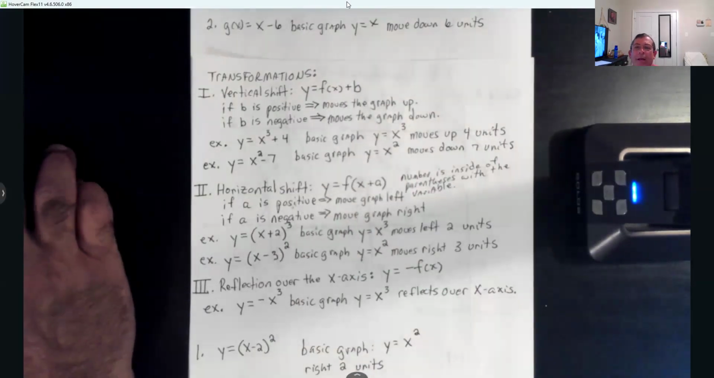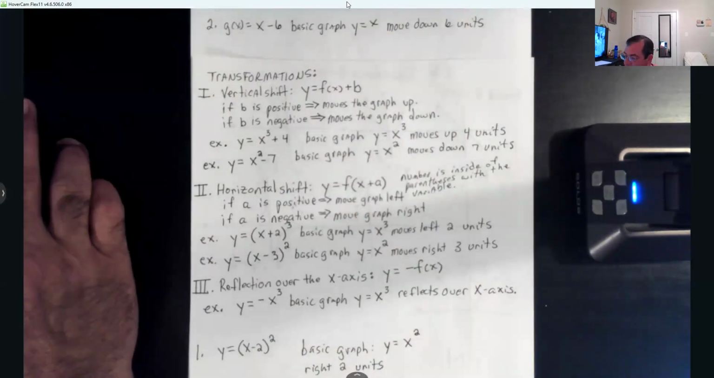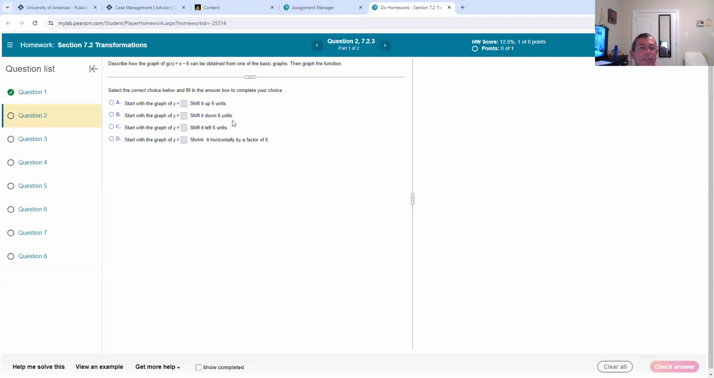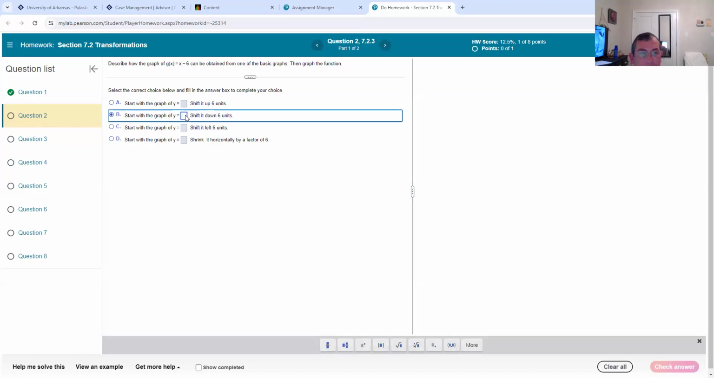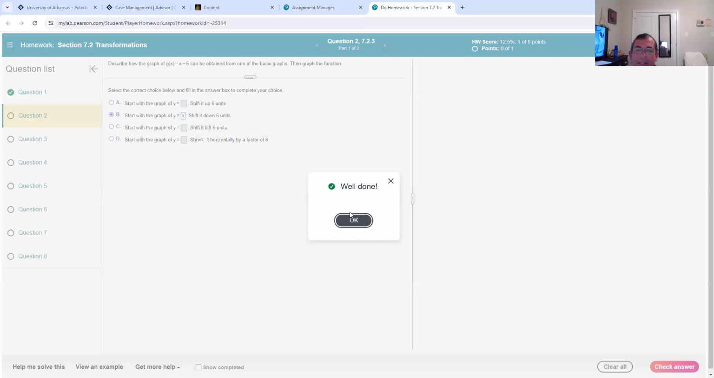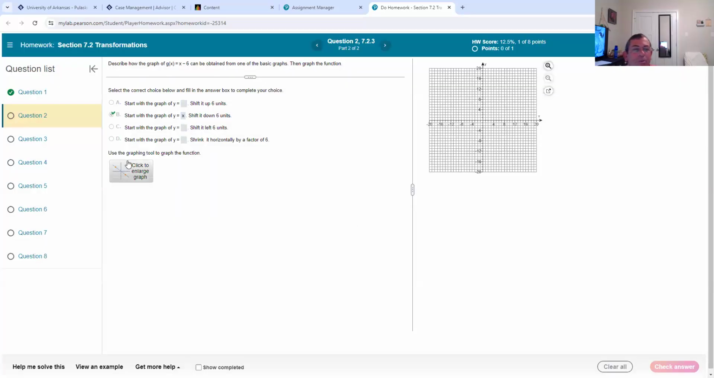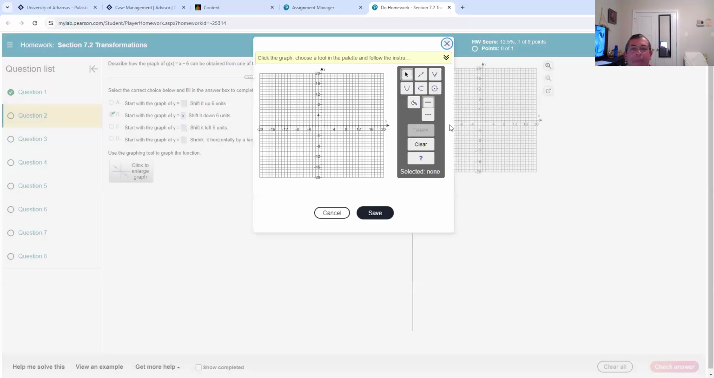So y'all, let's go move that. We started with an x and we're going to go, what did we say? Down 6. All right, so you come over here. The one that says down 6 is B. And I started with the basic graph, y equals x. Now, since this one is the line tool, when you click to enlarge the graph, notice you get the line tool. On the line tool, you physically got to plot 2 points on this one, okay?